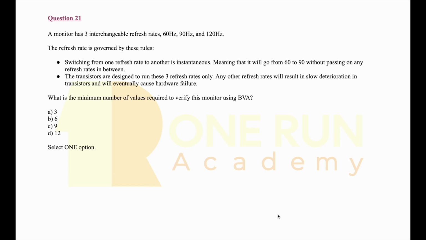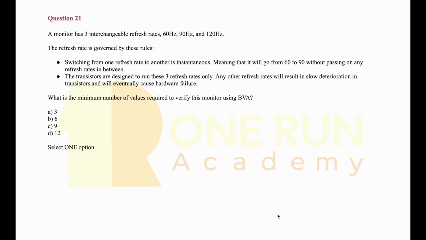So a monitor has three interchangeable refresh rates which are 60 Hz, 90 Hz and 120 Hz. The refresh rate is governed by these rules. 1. Switching from one refresh rate to another is instantaneous, meaning that it will go from 60 to 90 without passing on any other refresh rate in between.